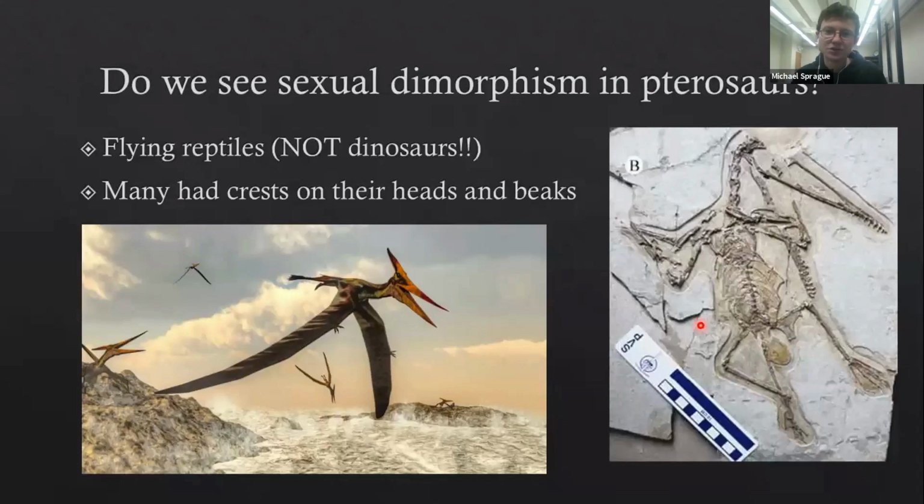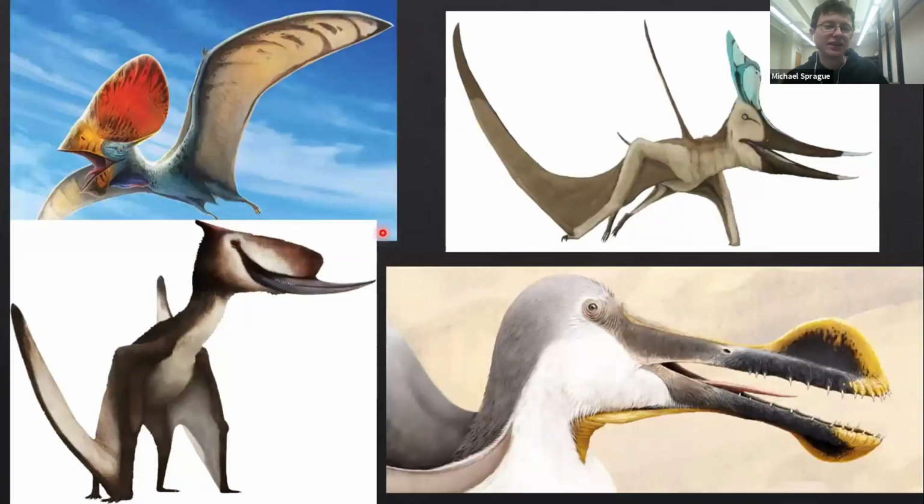Now, moving on to pterosaurs. Pterosaurs were flying reptiles that lived during the same time as dinosaurs, but were not dinosaurs themselves. Pterosaurs were not dinosaurs. I cannot emphasize that enough. But many pterosaurs, like Pteranodon here, the most famous one, had a variety of crests on their beaks and on top of their heads. And this is another thing that, at least in modern animals, you would expect to see some sexual dimorphism in.